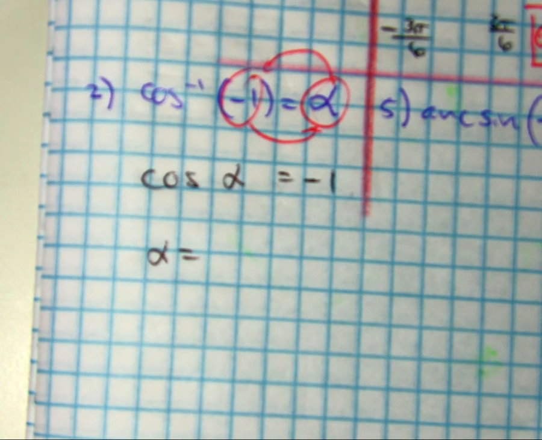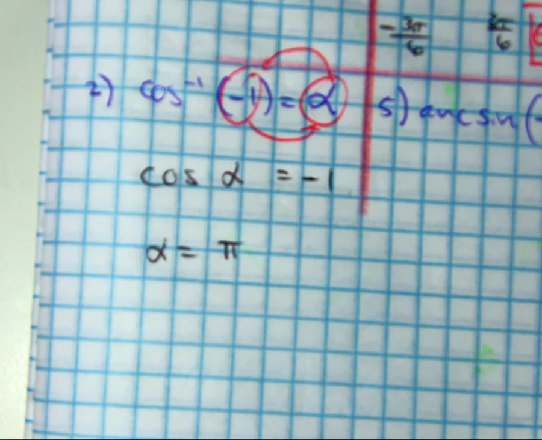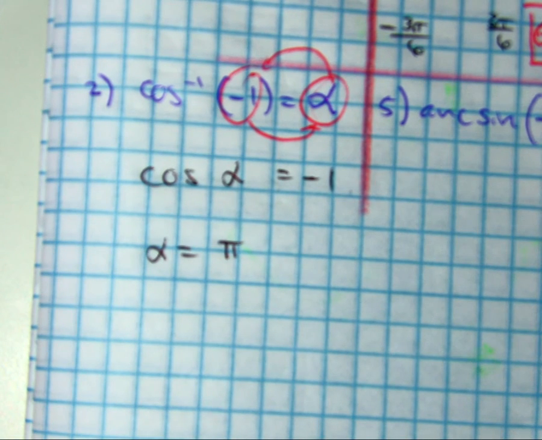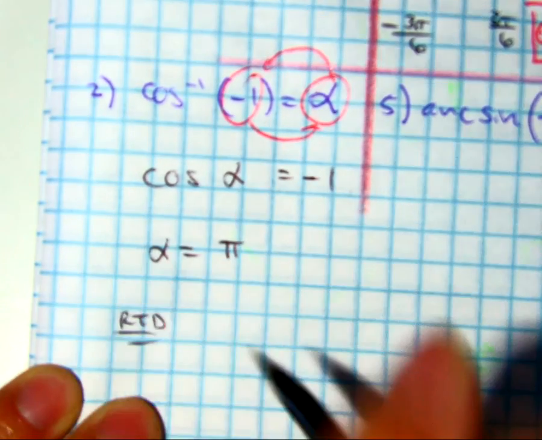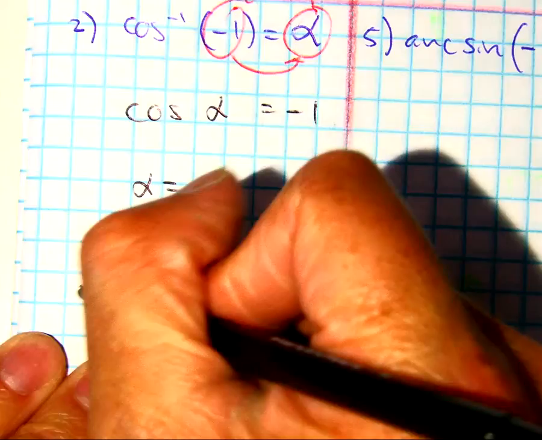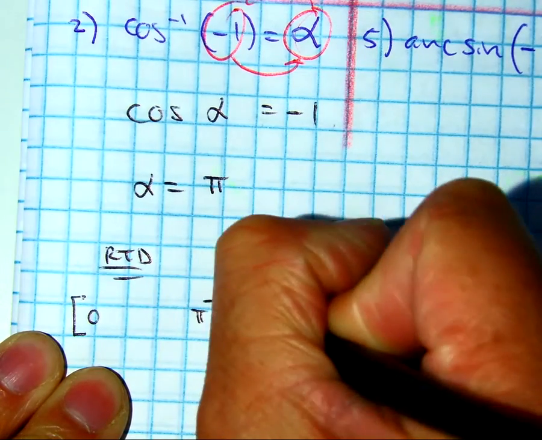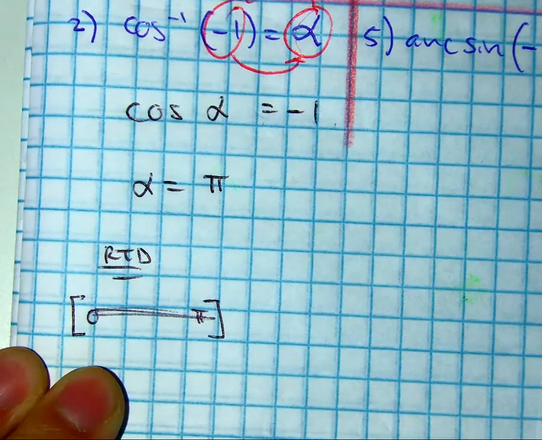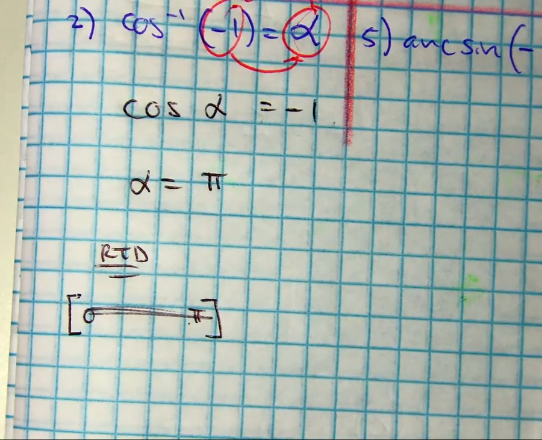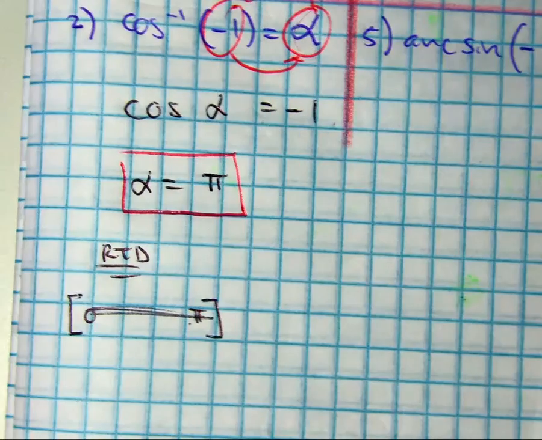Okay, so in radians that would be what? Anywhere else? Thank you. Hannah, what is the restricted domain for the inverse of cosine? Are they brackets or parentheses? So I have to be between here. Hannah, does this fit what we have here? Yes, it does. Alpha equals pi. Raise your hand if you got that. Good.